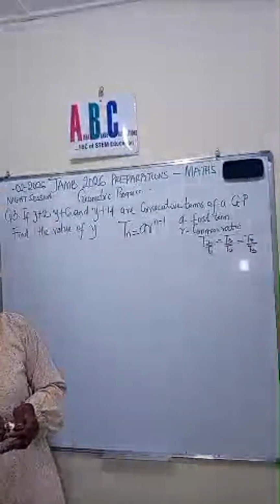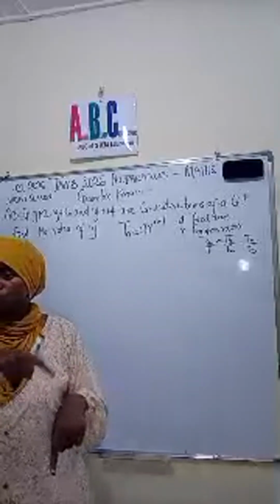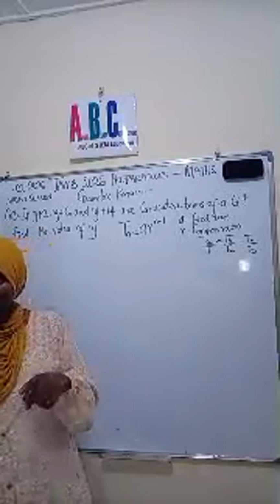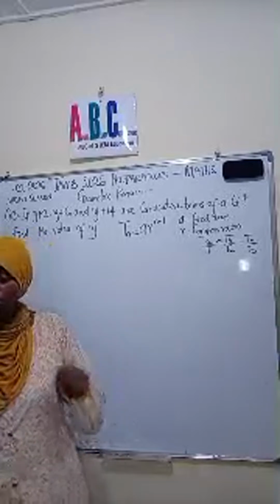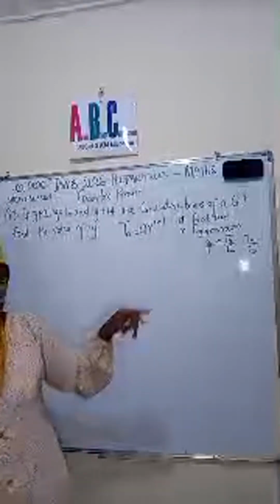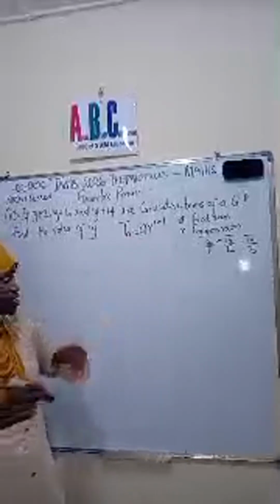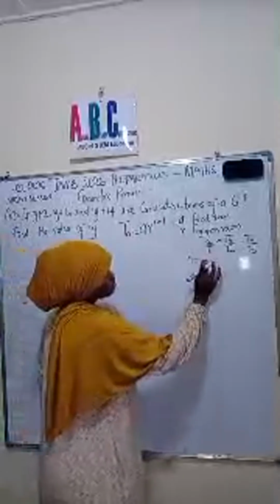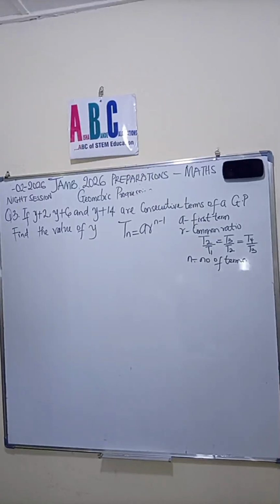It's not unlike AP. What do we do for AP? AP is T2 minus T1, or T3 minus T2, or T4 minus T3. But for GP, we divide, we don't subtract. Take note. A is the first term, then N is the number of terms, right?